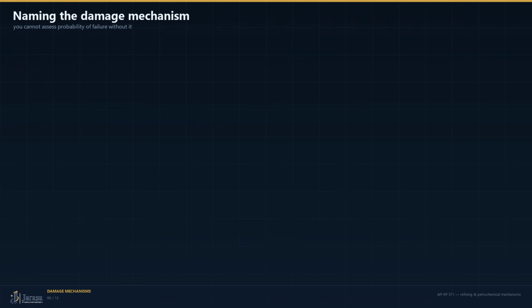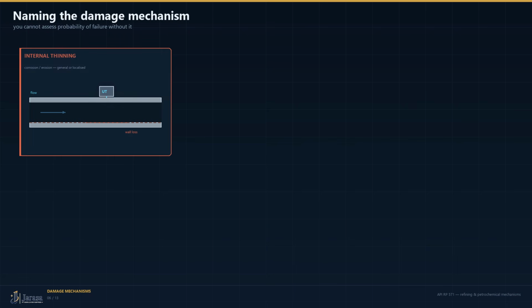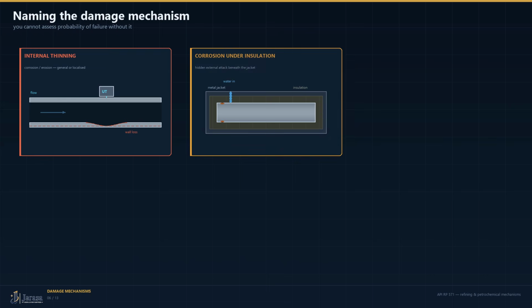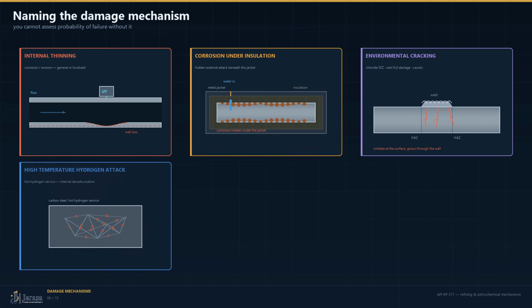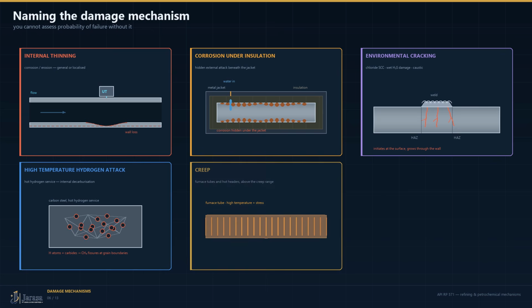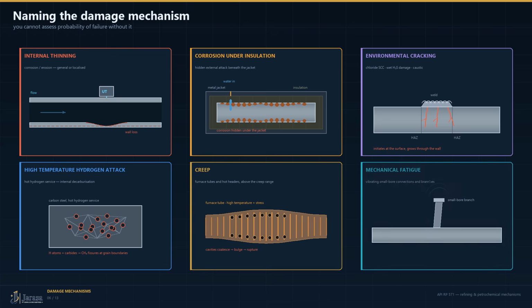Step 2 carries most of the technical weight, because you cannot assess probability without naming the mechanism. In refining and petrochemical service, the usual suspects are described in API 571. Internal thinning from corrosion or erosion. Corrosion under insulation, which hides beneath the jacket until it is severe. Environmental cracking, such as chloride stress corrosion cracking or wet hydrogen sulfide damage. High temperature hydrogen attack in hydroprocessing service. Creep in furnace tubes. And mechanical fatigue at vibrating small bore connections. Name the wrong mechanism, and every number downstream of it is wrong.